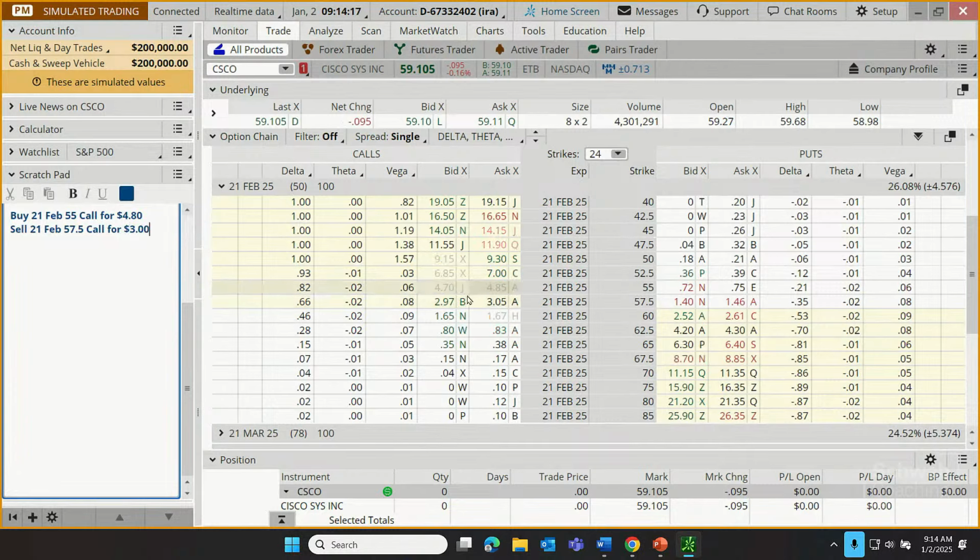Okay. Looks like our numbers are moving around just a bit. Looks like it might cost us a little bit more to get this. Let's say it's 4.85. Anyway, so we're spending 4.85.